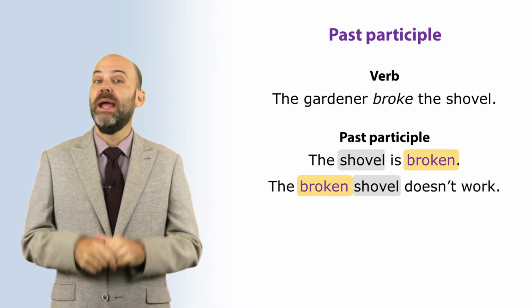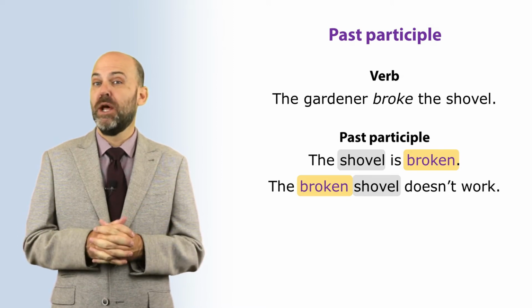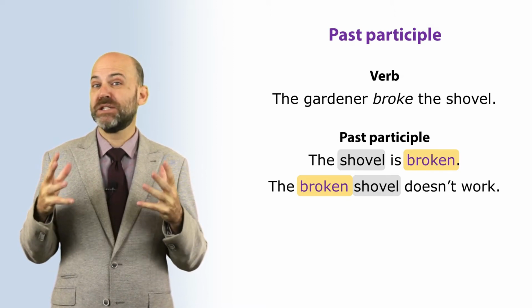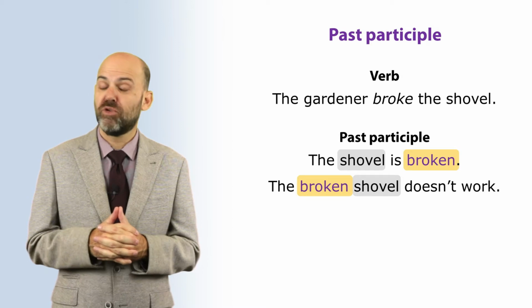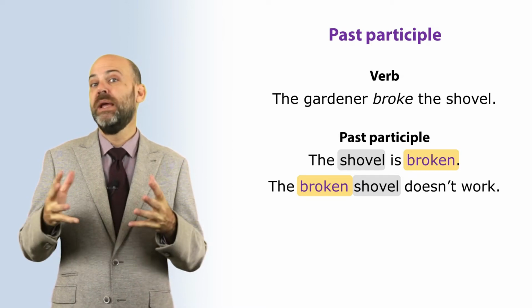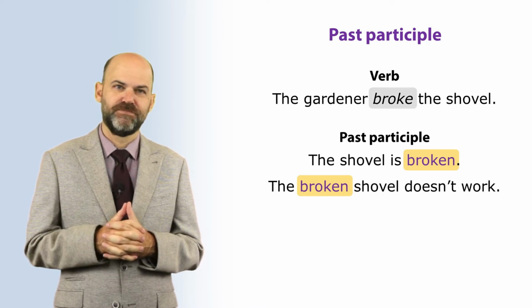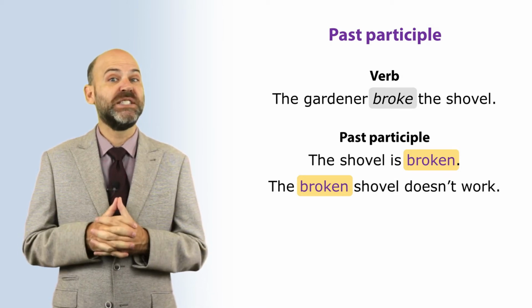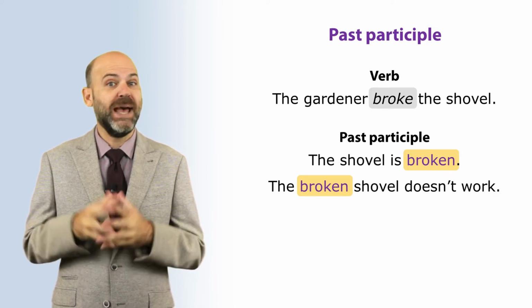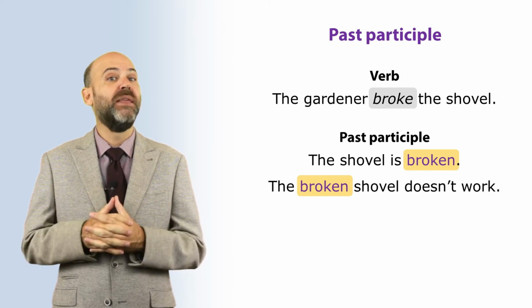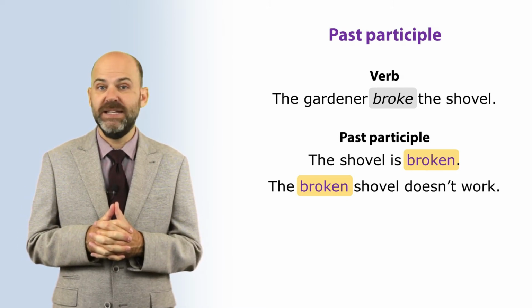Excellent. In these sentences, broken is a past participle that describes the shovel. Here, the word broken is used as an adjective. Remember that some irregular verbs have different verb forms that do not end in ed.